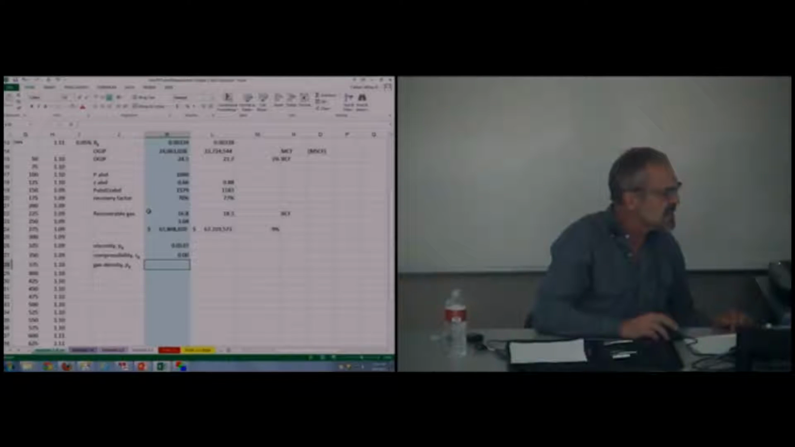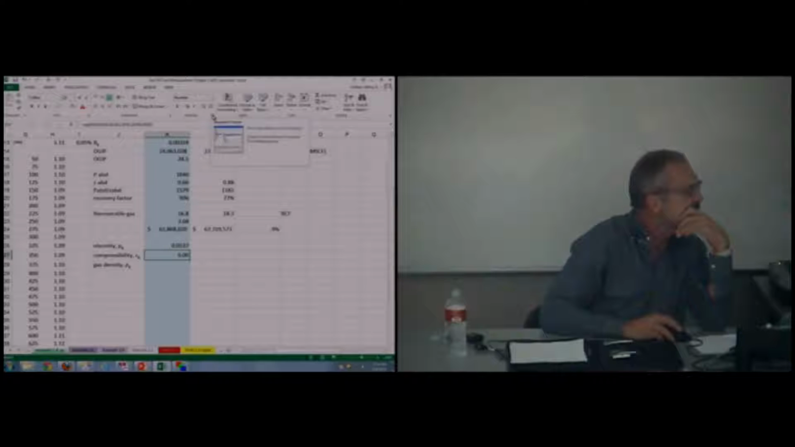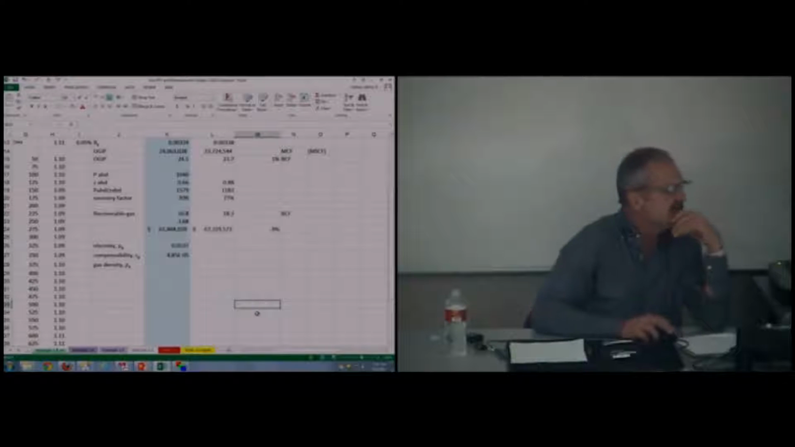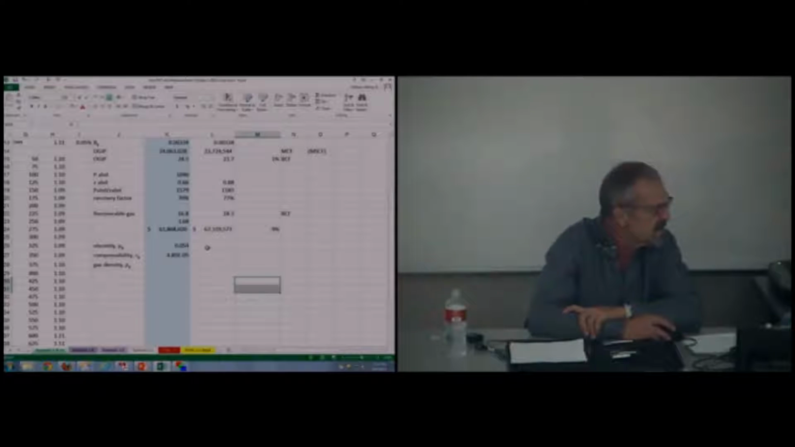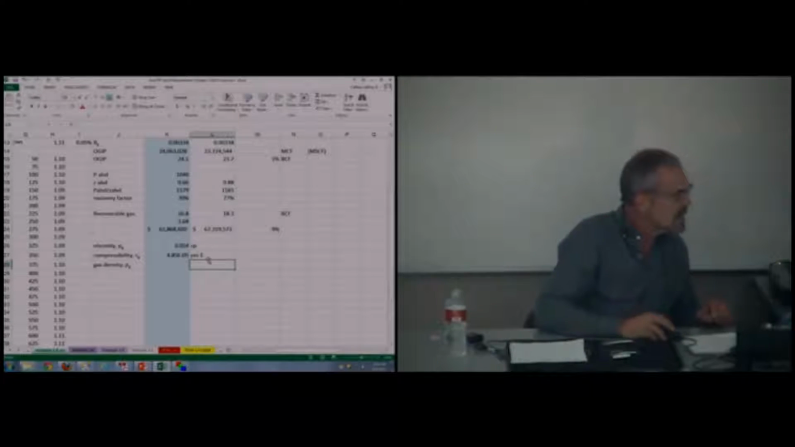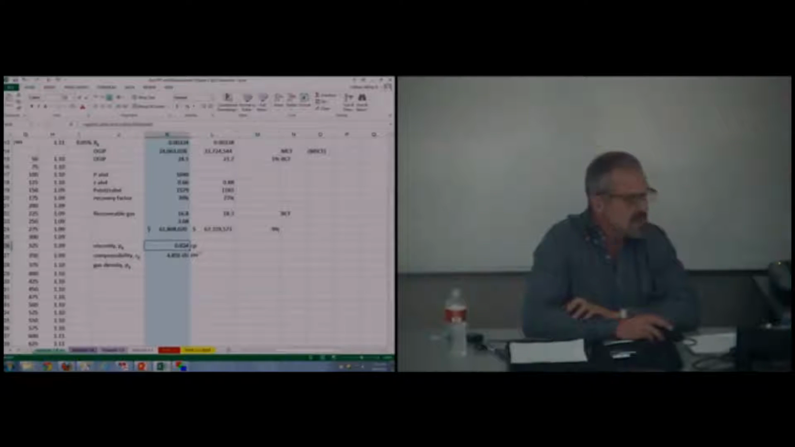Now I have the gas compressibility, which I usually express in scientific format because it's a small number. I usually leave viscosity as is, it's a small number, but 0.054 is good, and 4.85 times 10 to the minus good. And that's in centipoise, and this is in reciprocal psi.